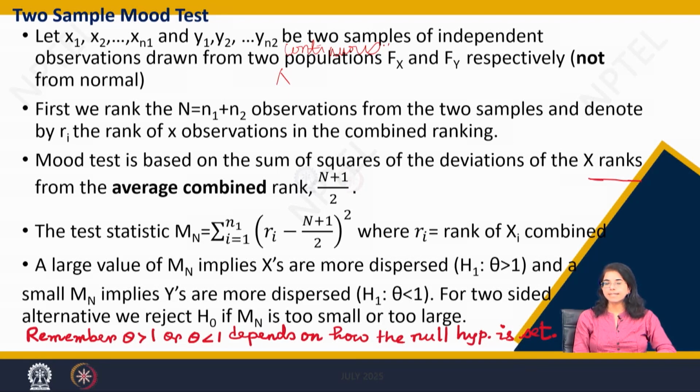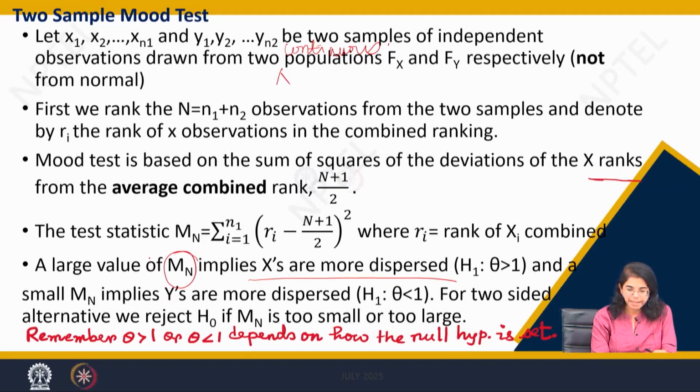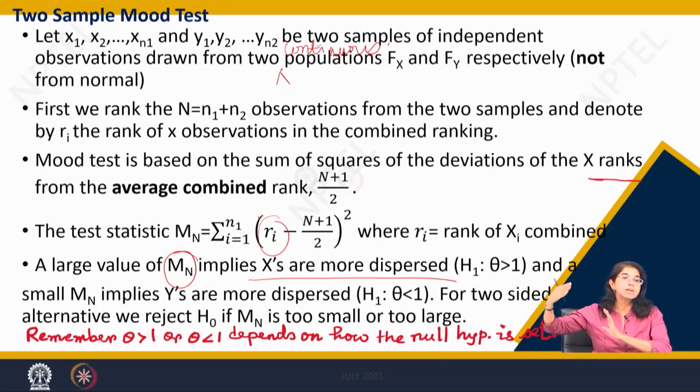The Mood test statistic Mn is equal to the sum of (Ri minus (N+1)/2) whole squared. A large value of Mn implies X's are more dispersed. That is extremely essential to understand. So a large value of Mn means X observations are taking the higher side of the combined sample. Obviously, that means the ranks of the X observations will be towards the higher side. Clear? So X are more dispersed, that means theta greater than 1.